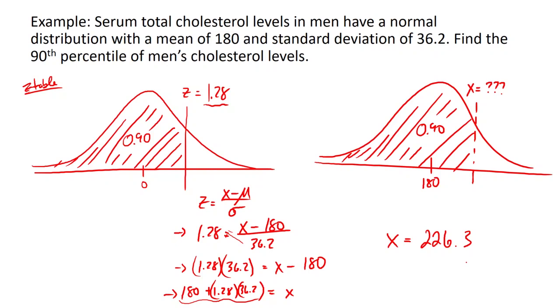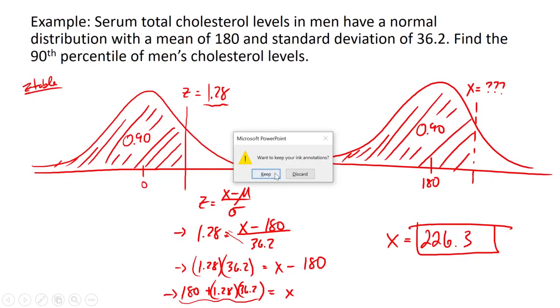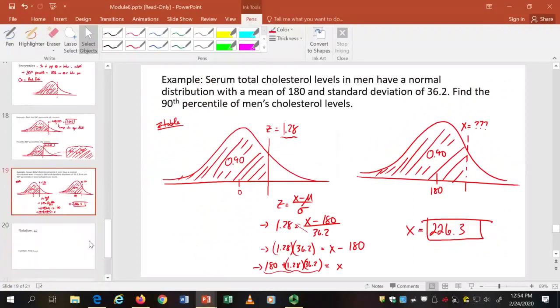Okay. And that would be the solution there. Okay. So it's like you work it backwards. You start from the probability, the percentile. That gives you a z-score. The z-score can then be turned back into an actual value, like a cholesterol level. Okay. 3.62, that's why.